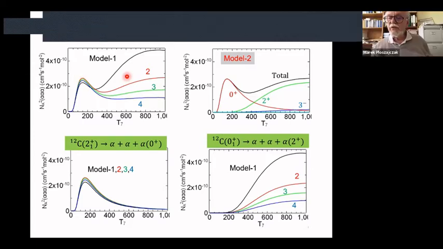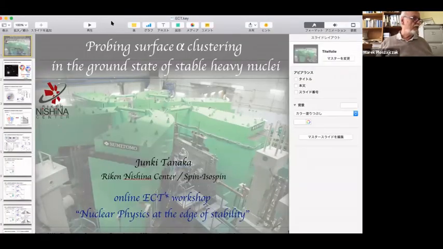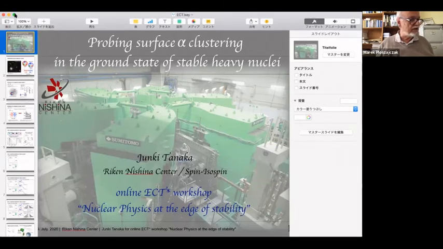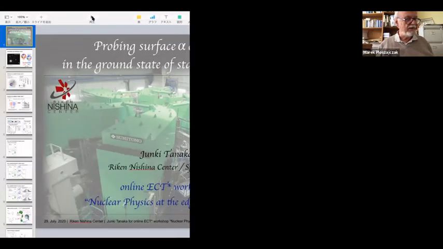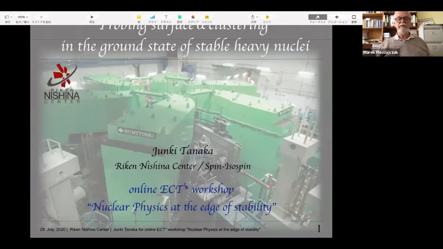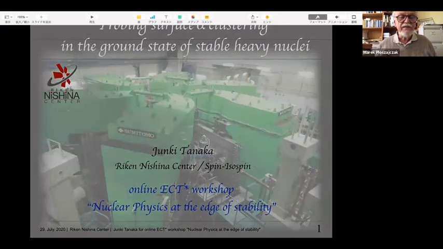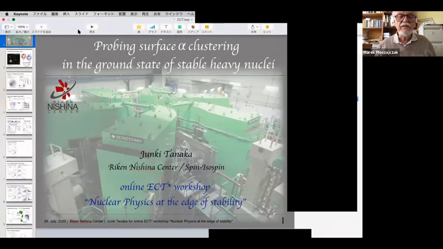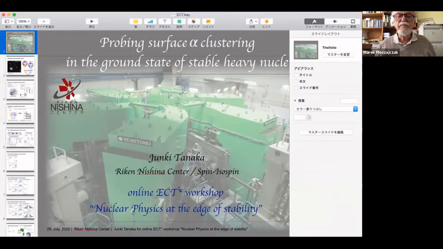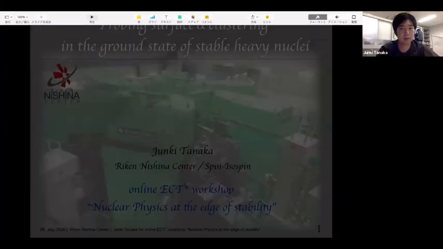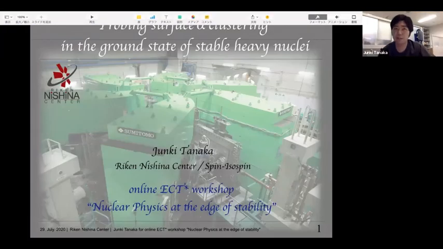I don't see other questions, so let us thank the speaker, and we come to the next talk by Junki Tanaka-san on probing surface alpha clustering in the ground state of stable heavy nuclei. Please, yes, we see your transparency. Do you see my slide? Yes, we do.